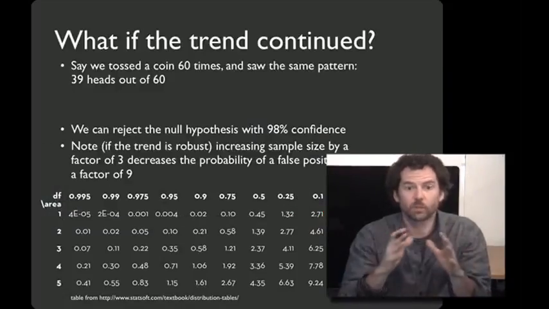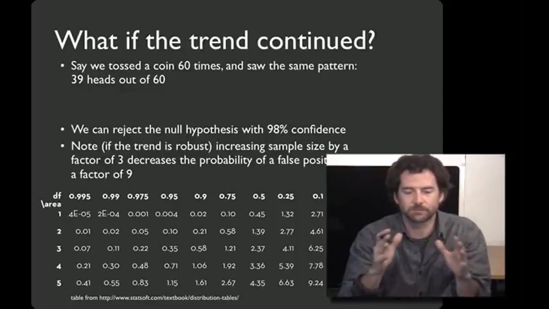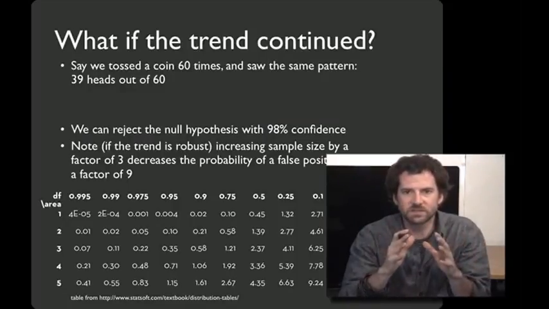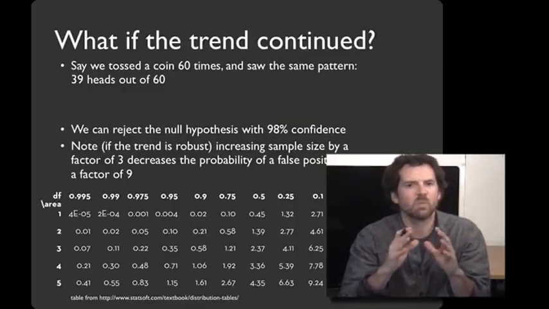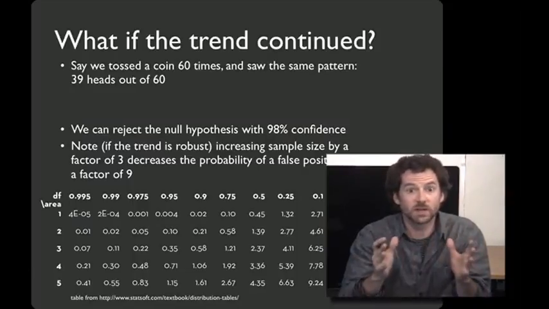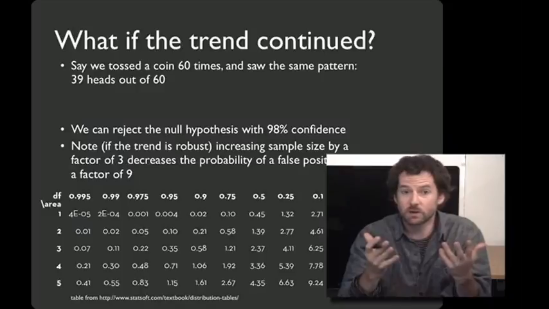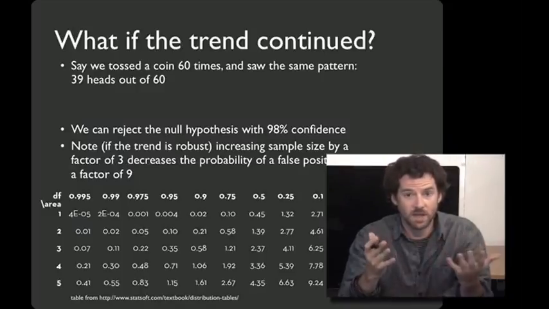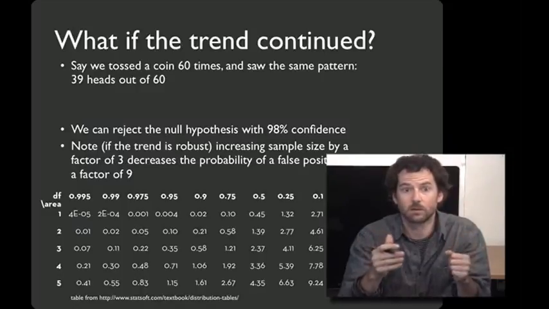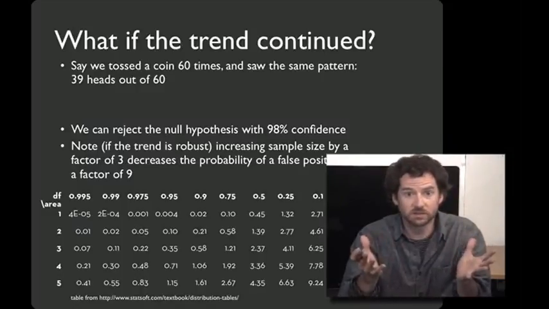So let's say we keep going. We're going to now toss it 60 times. And we see this same ratio continue. 39 out of 60 times it shows up heads. So that's going to give us 39 minus 30 squared over 30, that's heads, plus 21 minus 30 squared over 30, that's our tails. And that's going to give us a much bigger chi-squared value.